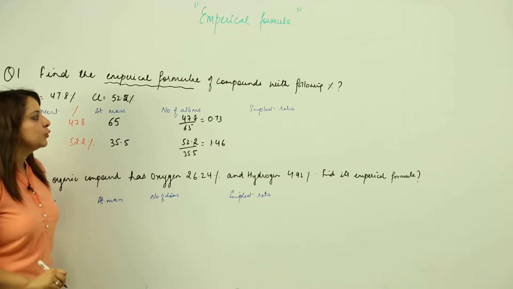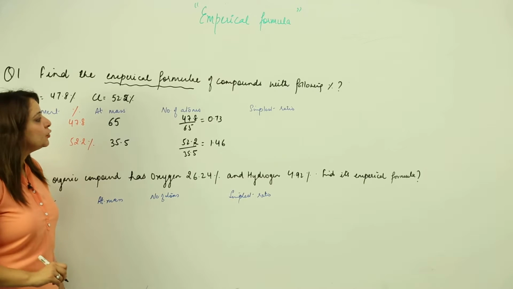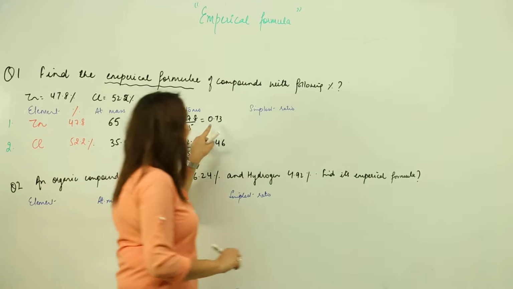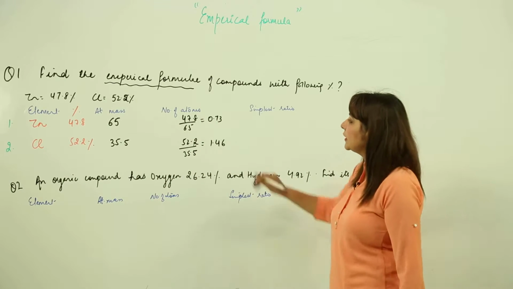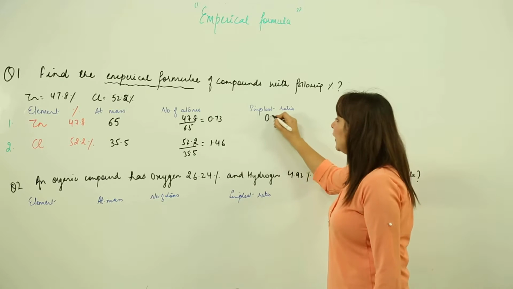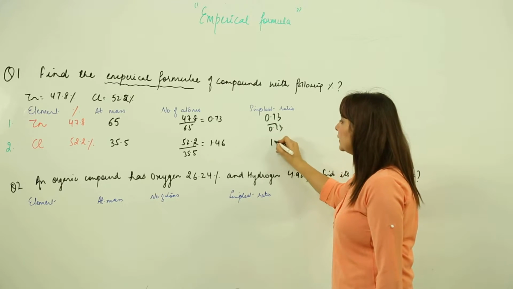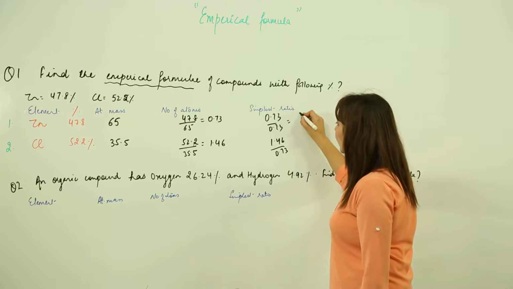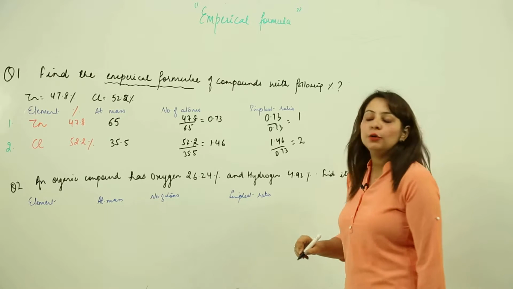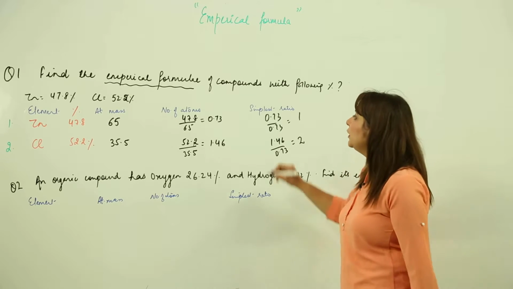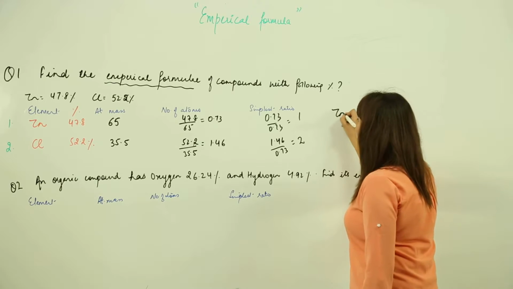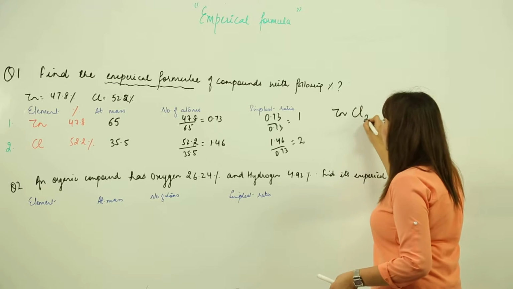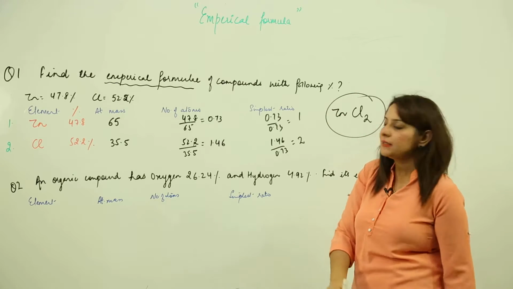Now you need to find the simplest ratio. You need to divide both by the number which is smaller of them. Out of 0.73 and 1.46, 0.73 is smaller, so you divide both quantities by 0.73. When you do that, what ratio do you get? You get 1 and 2. So when you want to write an empirical formula, you need to calculate the simplest ratio. Taking into account the elements, Zn is 1 and chlorine is 2. So our empirical formula is ZnCl2.